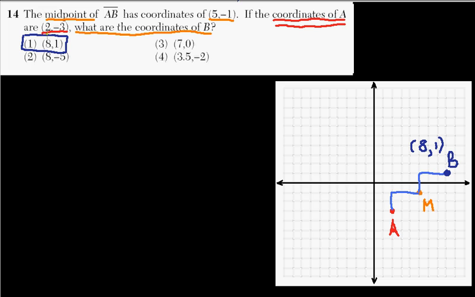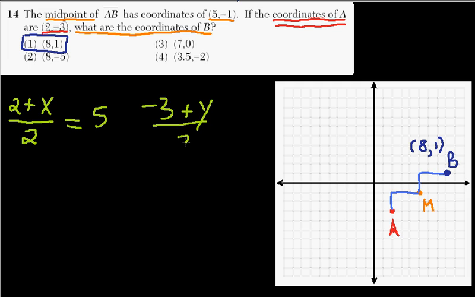And I would say that we're starting with the coordinates of A, so I would say (2 plus whatever the x-coordinate is) divided by 2 is equal to 5. And then I would have (-3 plus whatever my y-coordinate is) over 2 is equal to -1. Okay, now let me explain where these numbers come from.